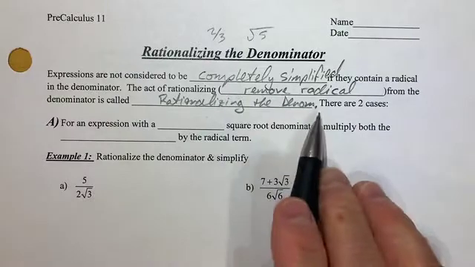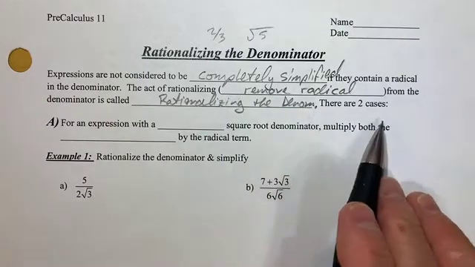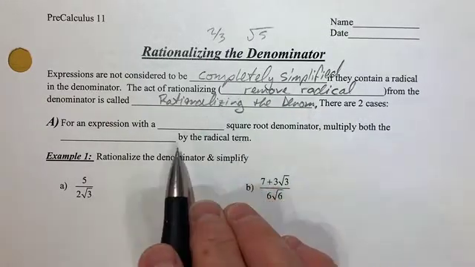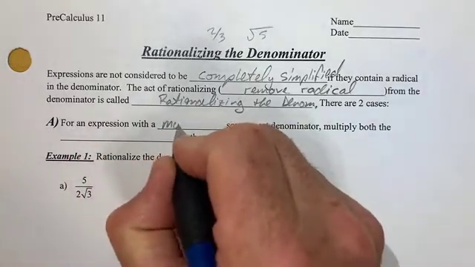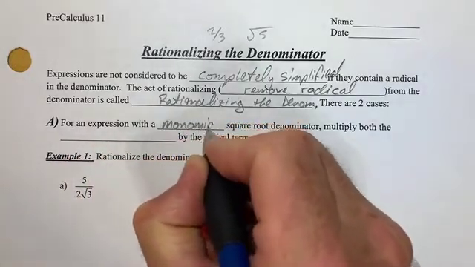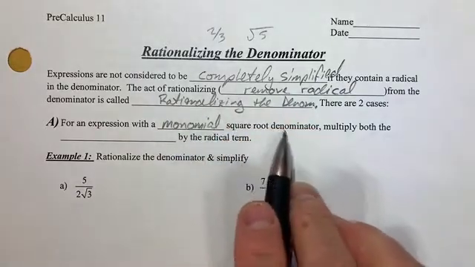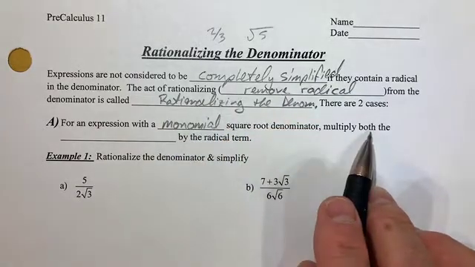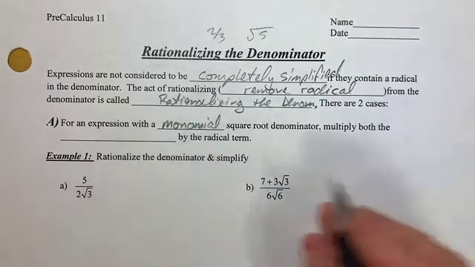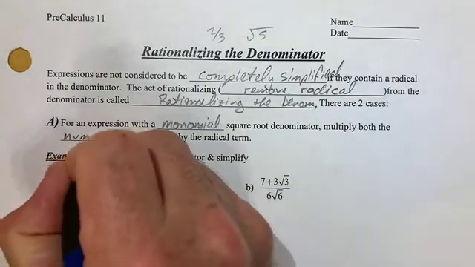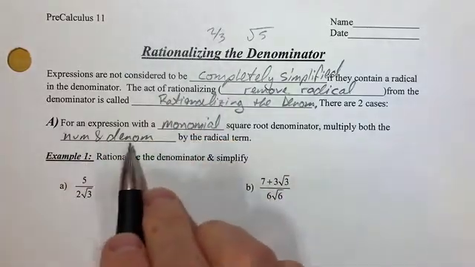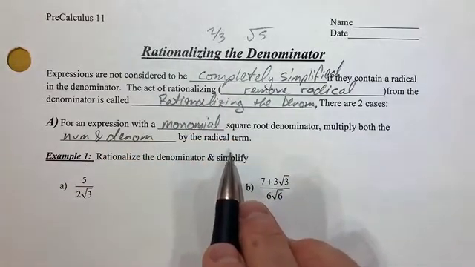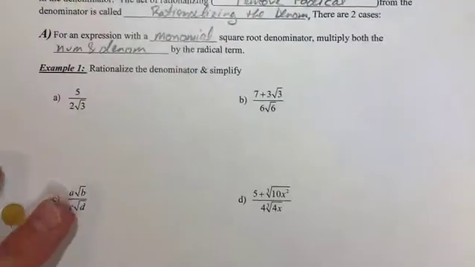It is actually something we will be using in other places too. So there are going to be two cases. First off, there's the easier one, an expression that has a monomial, in other words, one term, a monomial square root denominator. What I'm going to do is multiply both the top and the bottom, so the numerator and denominator, by that radical term. Hang on, I'll show you what I mean.